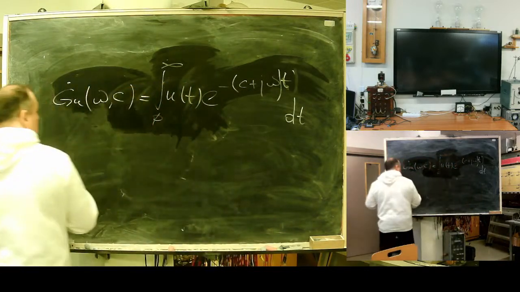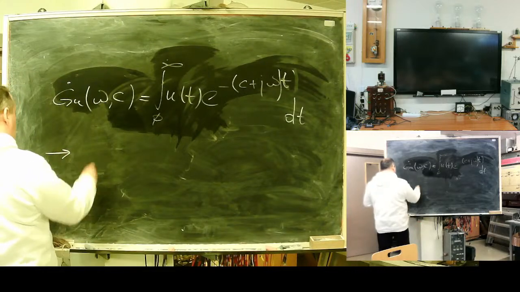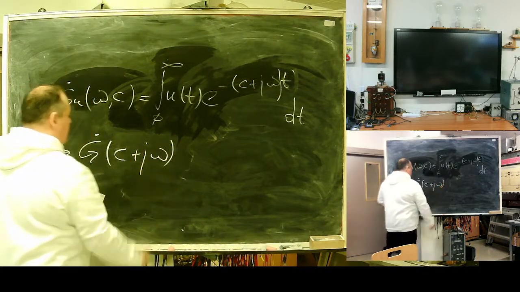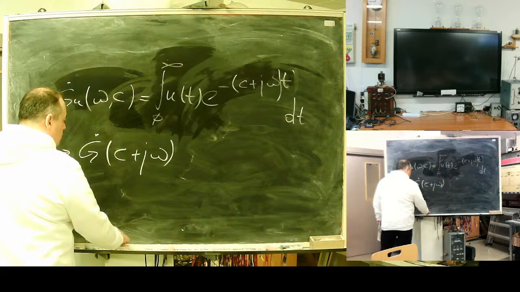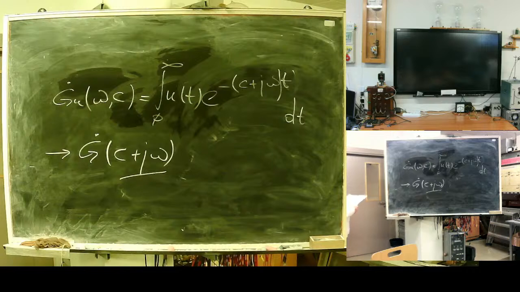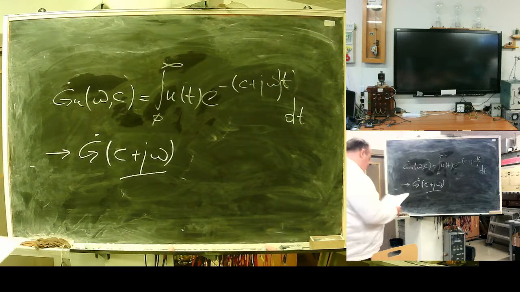What did I get? I got a spectral function of c plus j omega. This is complex. What is the name for this? Complex frequency. I have here a complex frequency. It contains real and imaginary parts. Complex frequency.